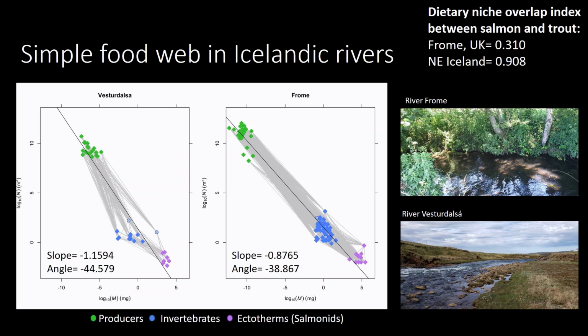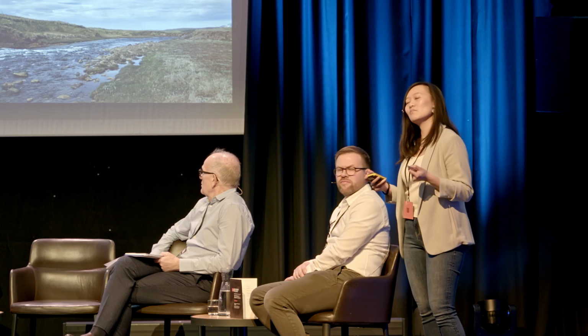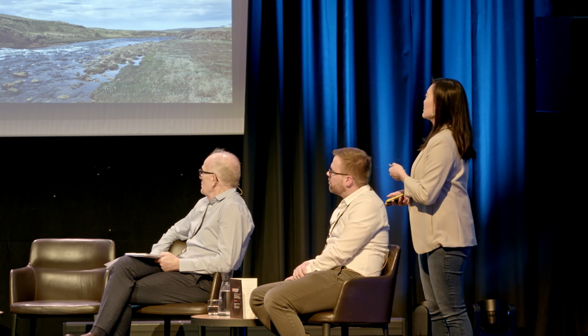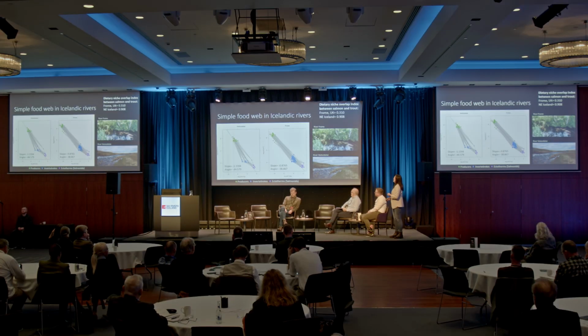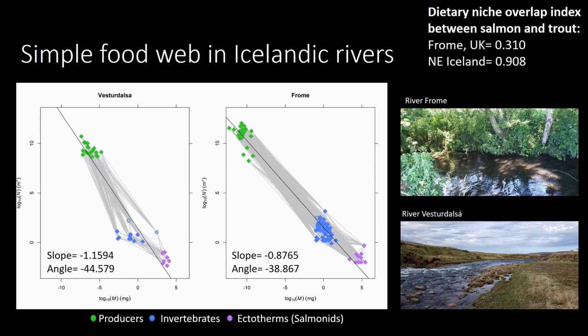And also, the type of food that the salmonids in each of these rivers consume is different, with the fact that fish in Icelandic rivers tend to share more of the same type of resources with one another, as they have a much higher dietary niche overlap in comparison to salmonids and fish in the River Froom.